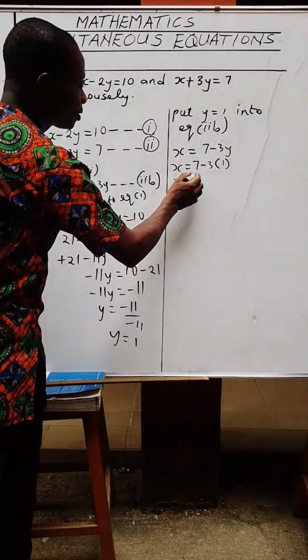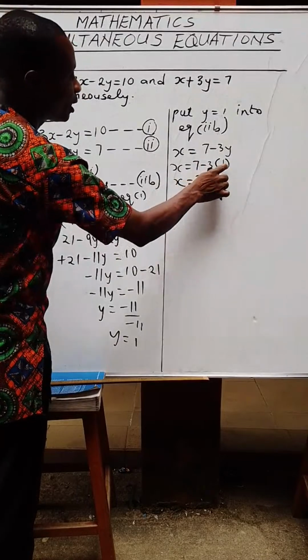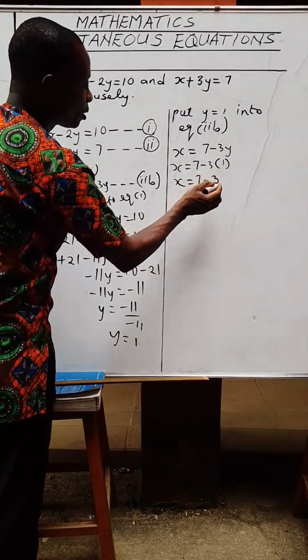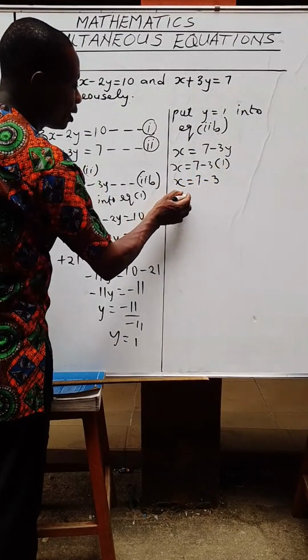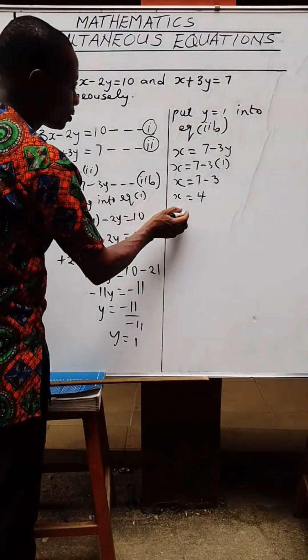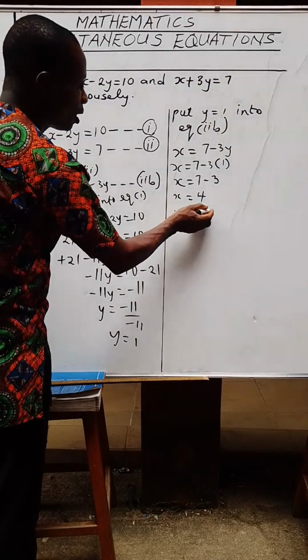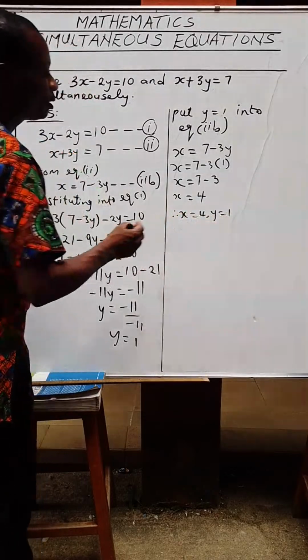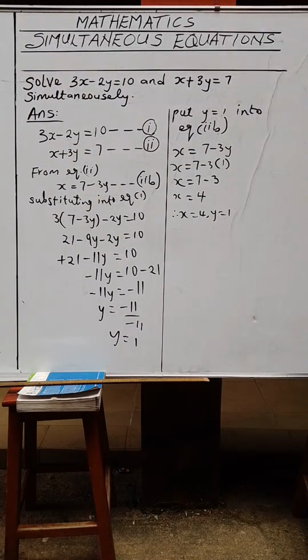So this gives us x equals 7 minus 3 times 1, which is 3. Therefore, x is equals to 4. What it means is that x is equals to 4 and y is equals to 1. These are the solutions of this question, okay? These are the two answers to this particular system of equations.